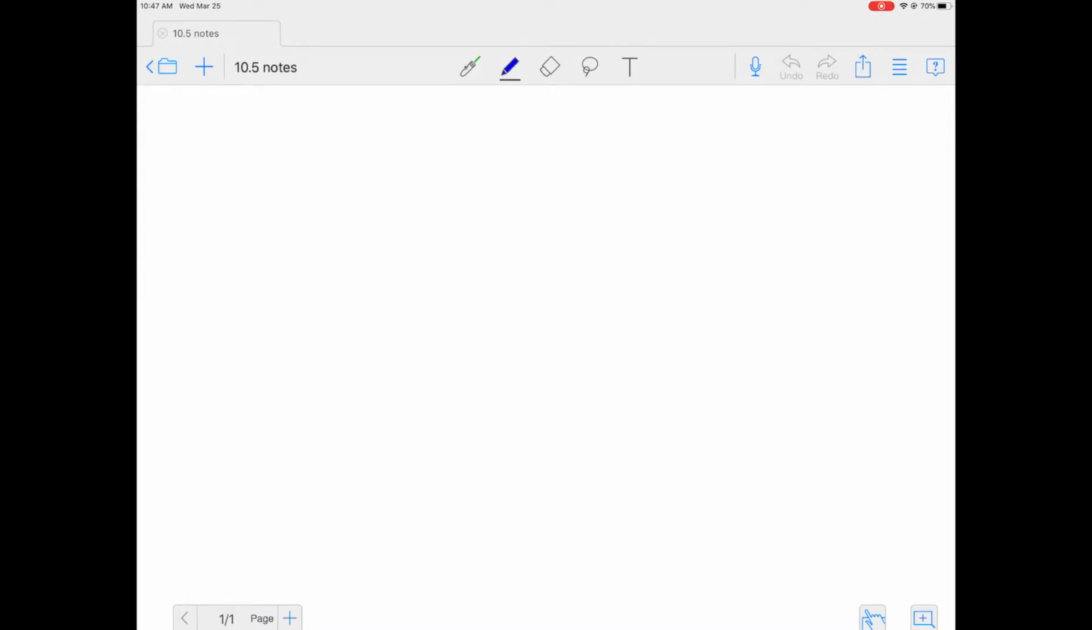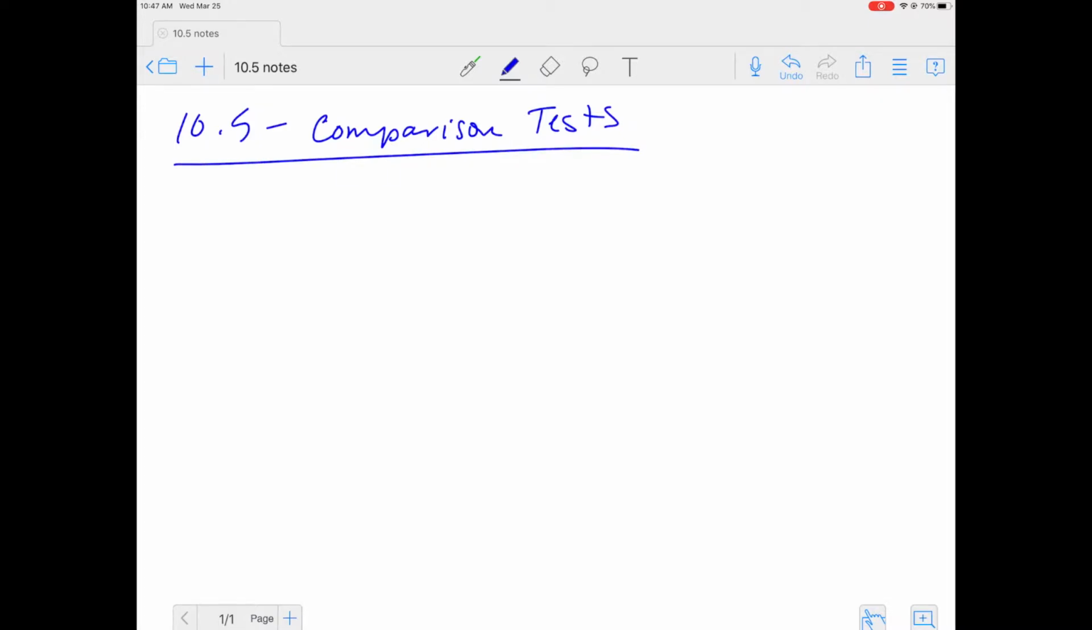All right, let's keep on keeping on here. We've got comparison tests. There are 2 comparison tests, and we're literally going to be doing that. You're going to be making a comparison. So here's our first one. It's theorem 10.14, which we all know is bogus, but I'll write it anyway.